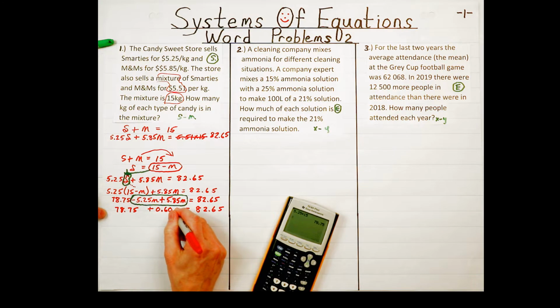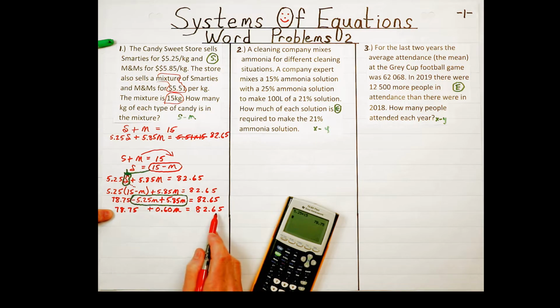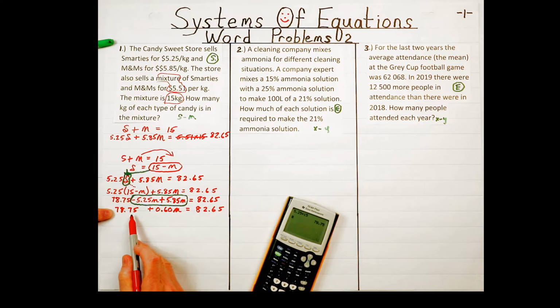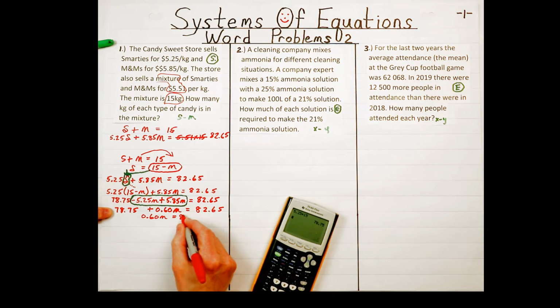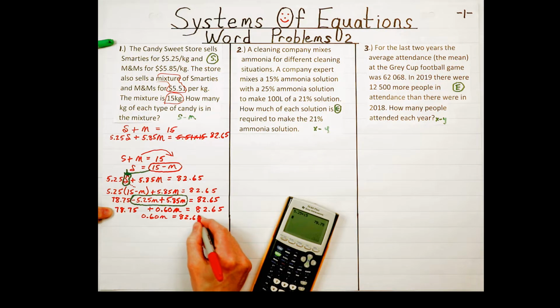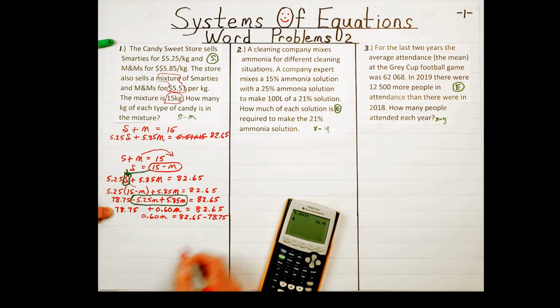Now, how do we get m by itself? Well, we have to get the $78.75 to the other side of the equation, and opposite operation again. So we're going to subtract from both sides, and we end up with 0.60 m, or 0.6 m, equals 82.65 subtract 78.75. How's that look?